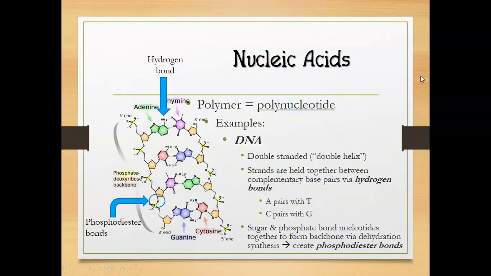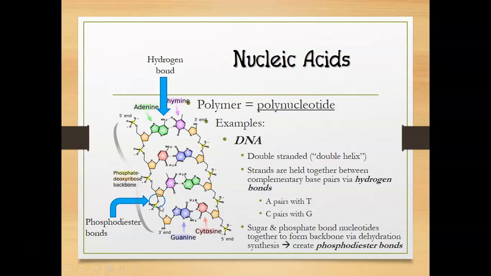So polymer names, here I'm talking about polynucleotides if we're going to keep that naming convention consistent. We had monosaccharides, polysaccharides, amino acids, polypeptides, nucleotides, and polynucleotides. And your 2 major examples of polynucleotides, or these big strings of nucleotides stuck together, are DNA and RNA. So some basic background in terms of DNA structure.